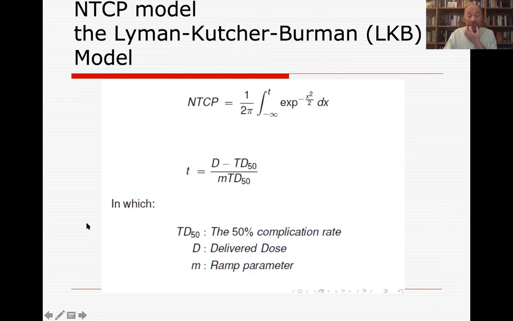Now, of course, as we have noted before, the TCP is not enough. We have to see the NTCP. For example, you can do it with the Lyman-Kutcher-Burman, the LKB model that we have seen already in the previous lecture. You remember this is the formula for the NTCP, where phi here is a cumulative function of a Gaussian, so it's a sigmoid. And t is given by this formula, where TD50 is the 50% complication rate dose, and m is a steepness parameter, a slope parameter.